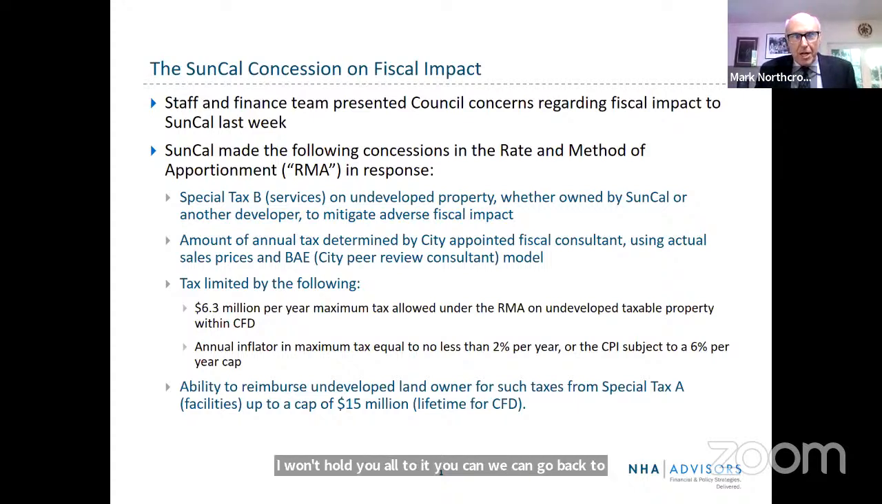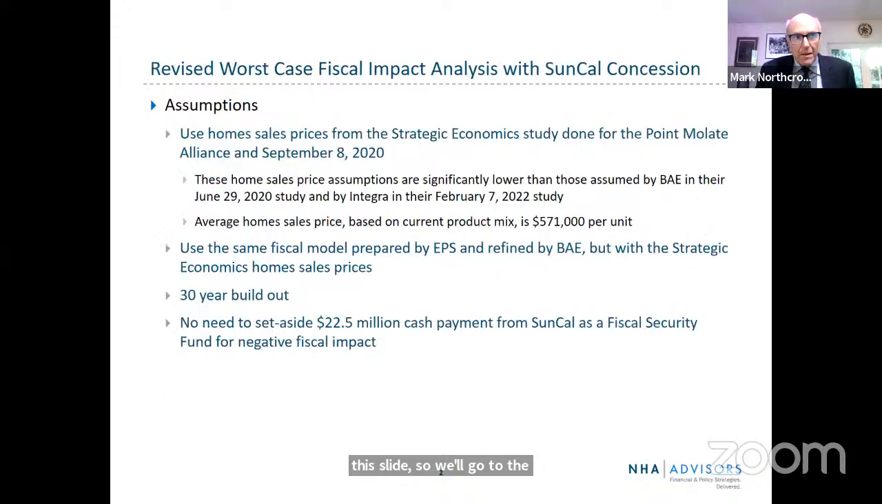So let's go to the next slide, please. So we revised the worst case fiscal impact analysis. We had put one in the agenda package, which showed on a 30-year build out that there would definitely be a very significant negative fiscal impact. That was in your agenda package. Hopefully, members of the public who spoke earlier noted that. What we did was revise this.